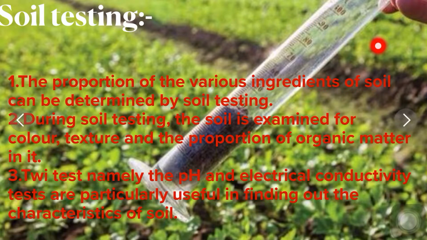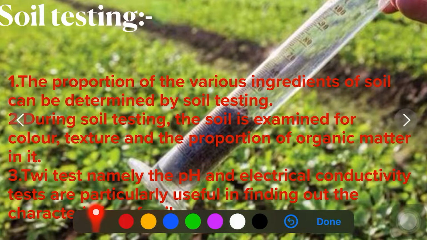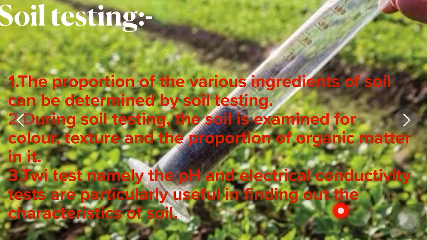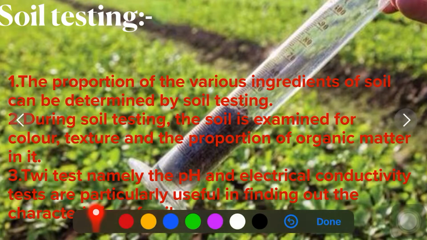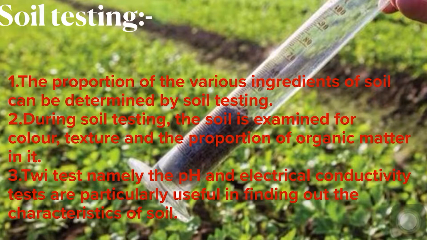The soil sample collected for testing is dried in an open space in the shade for 8 to 10 days. It is then sifted through a sieve. Two tests, namely the pH and the electrical conductivity test, are particularly useful in finding out the characteristics of soil. You can determine the fertility of the soil in your field with the help of different tests.